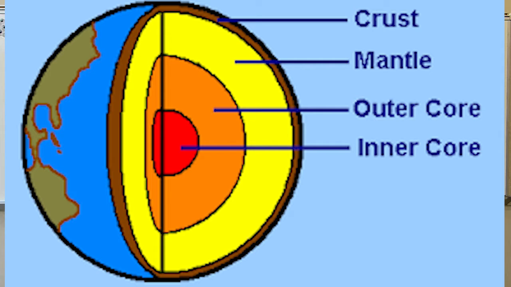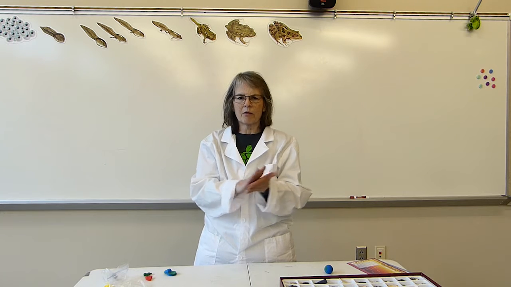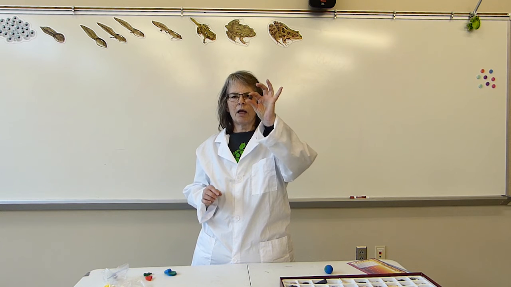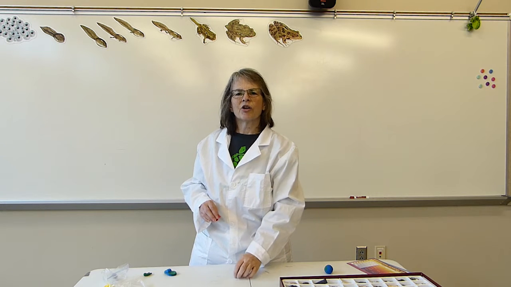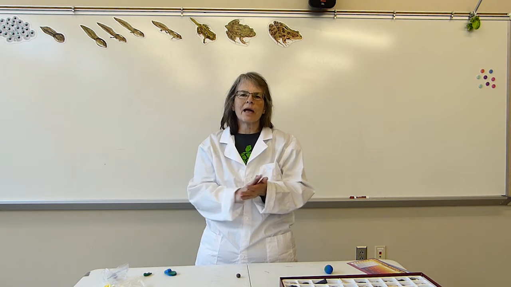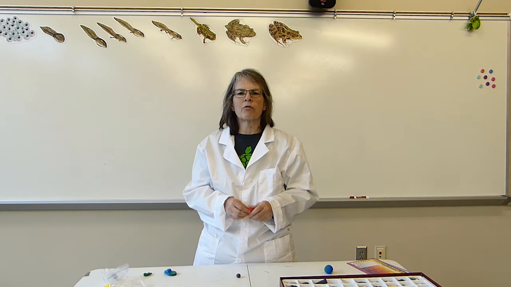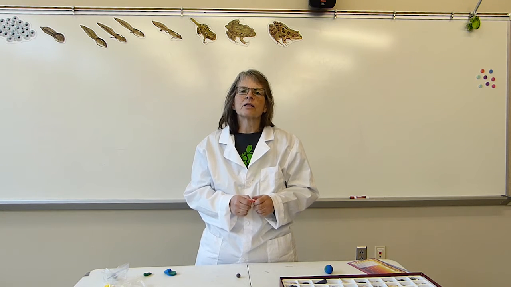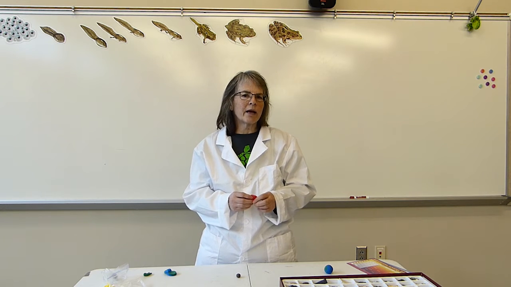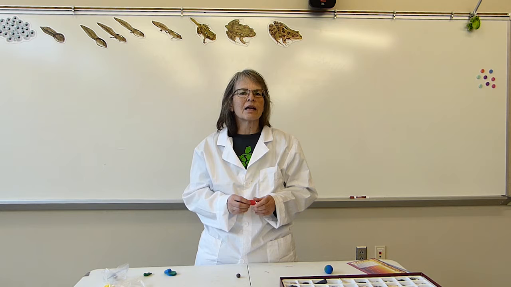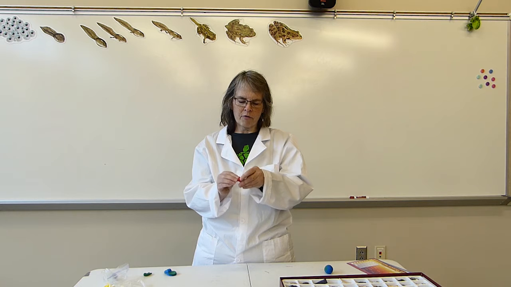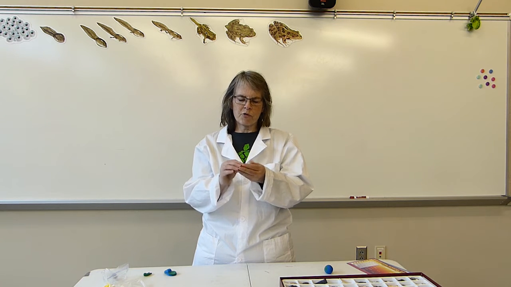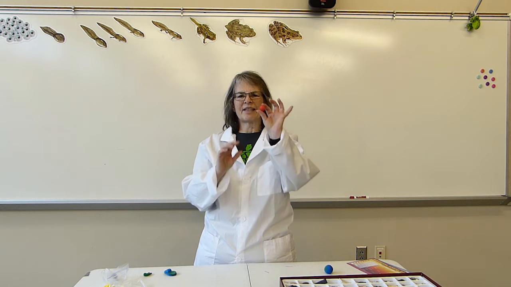So the earth has an inner core. The inner core is actually a solid piece of rock. We're going to use a little piece of Model Magic that I've made brown, and that would represent the center of the earth. Surrounding the inner core is an outer core of magma, and magma is liquid rock, melted rock. It's known as magma under the ground, and when it comes out of the ground through a volcano, it is then called lava.